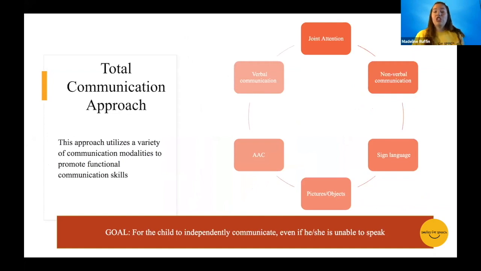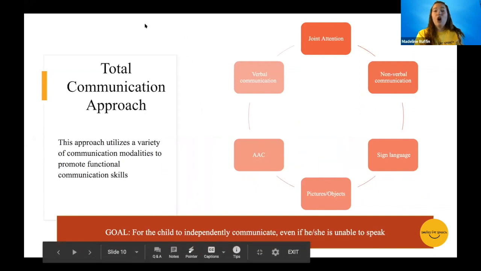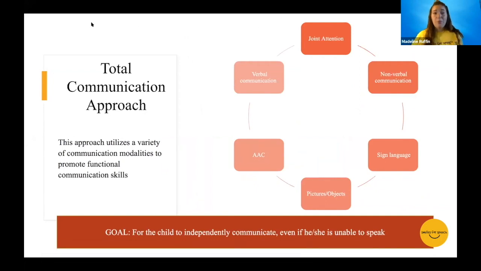So a total communication approach is an approach that utilizes a variety of communication modalities to promote functional skills in our students and children. Some of these modalities are going to be joint attention and nonverbal communication, and then we're going to build into that and bring in a formalized sign language, some pictures and objects, AAC, which Michelle briefly spoke about, those alternative augmentative communication devices, and then verbal communication. We're going to combine all of these together.